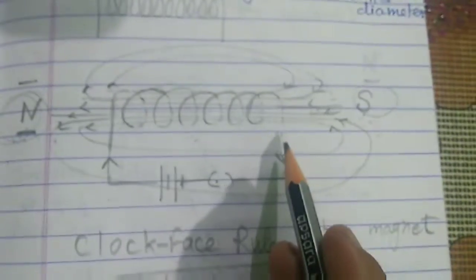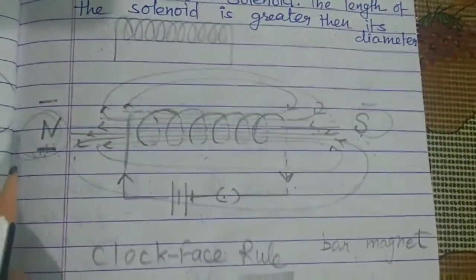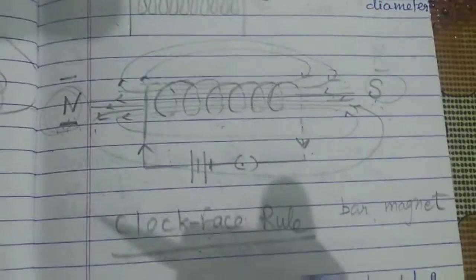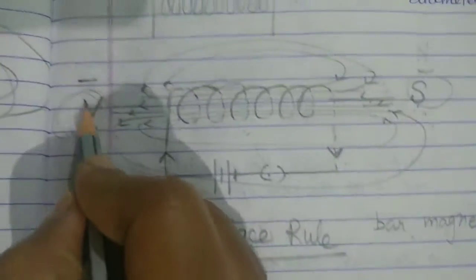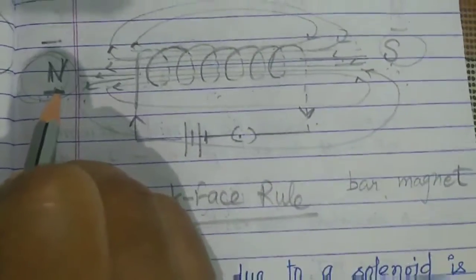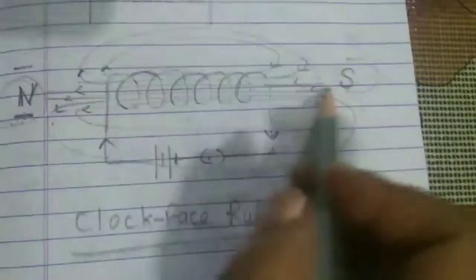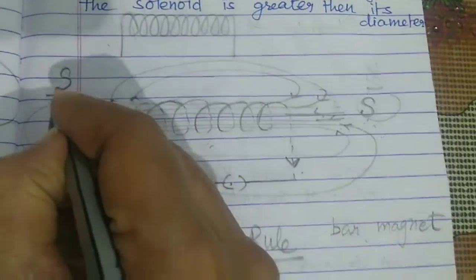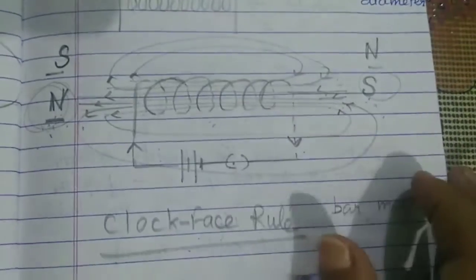If it is behaving like a bar magnet, it must have poles, a north pole and a south pole. Now, how do we get to know which end of the solenoid is the north pole and which end is the south pole? Here I have written this is the north end and this is the south pole. How do I know if this is true? Or can I write that this is south and this is north? Can I just assume it like this?